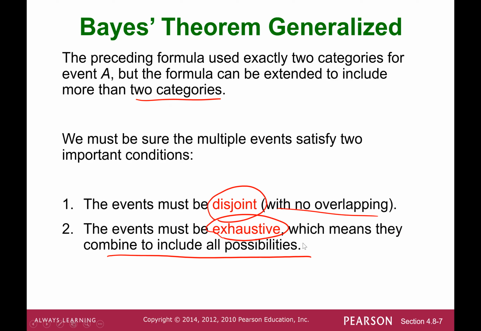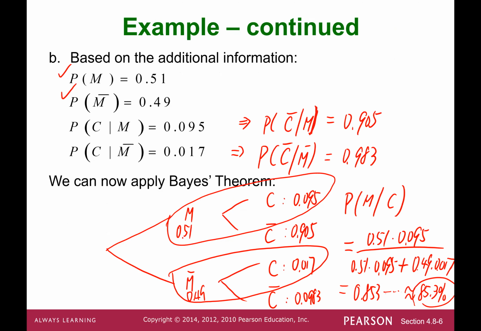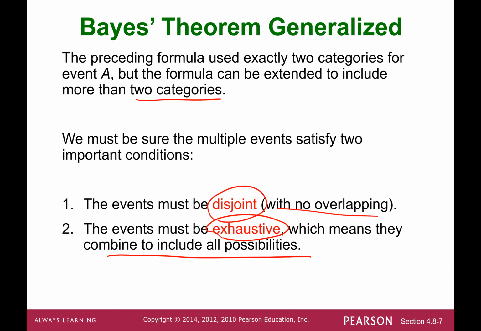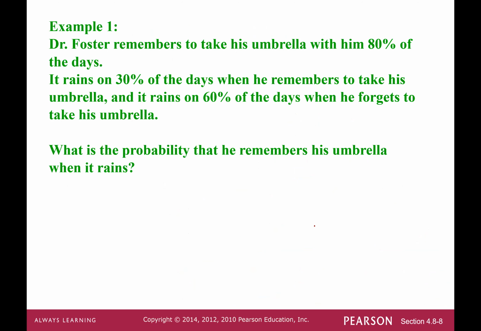So as soon as those two are satisfied, then we apply Bayes' theorem, even with more than two possibilities. In the previous question, we only have two possibilities, male, female, right? So that's why only two possibilities. But for some cases, you'll see that in a second. Let's take a look at this example one.